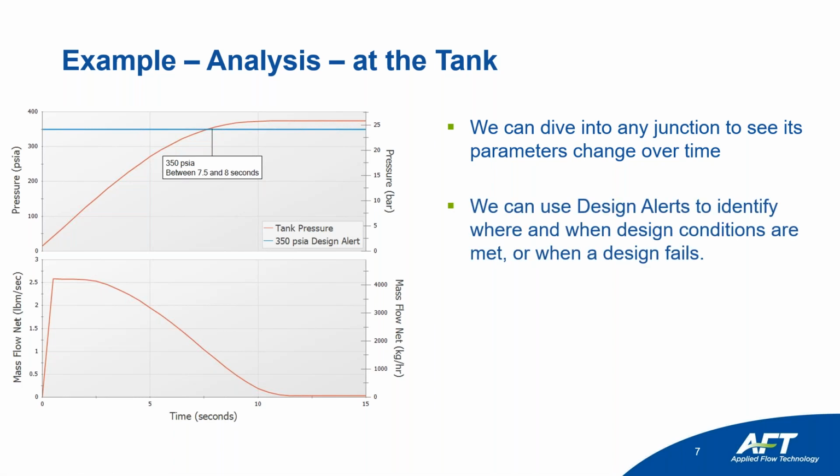So those design alerts can identify not only where, but they can also identify when those design conditions are met, or if you have things like minimum pressures that you want to make sure do not drop below during a transient, it can also indicate that to you.